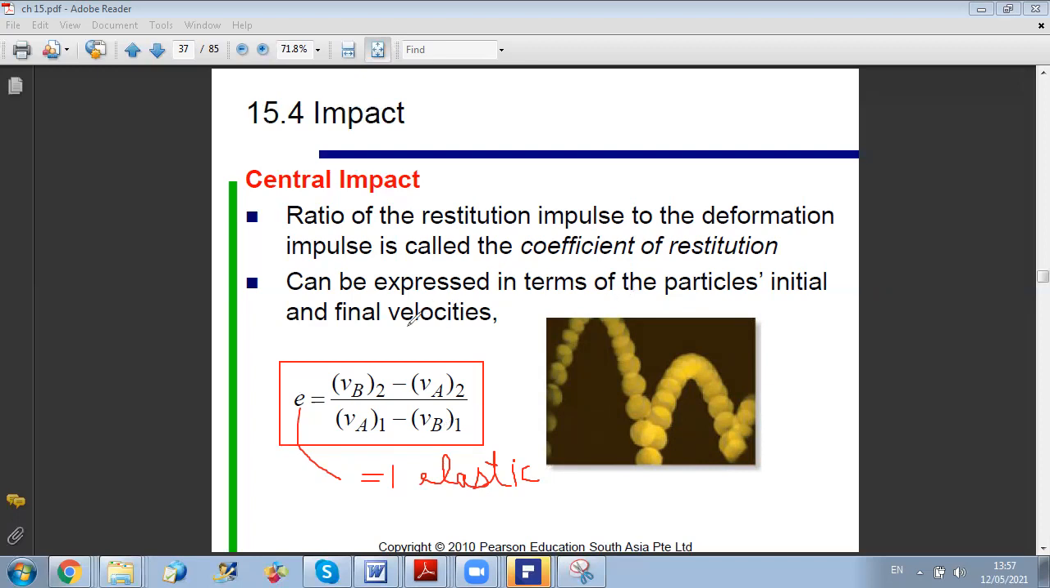Okay, so in case E equal 1 it's an elastic collision, in case E equal 0 it's plastic. اصلا لاحظوا بالبلاستيك شو بيصير if you replace E by 0 VB2 equals to VA2. And for any case between plastic and elastic بتكون E between 0 and 1. Okay.